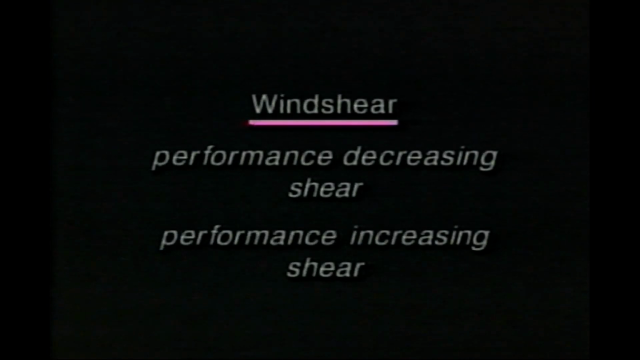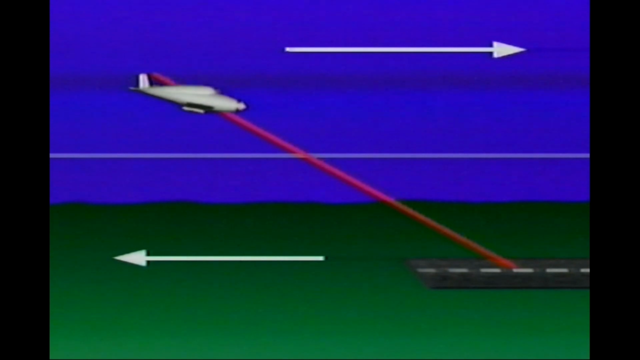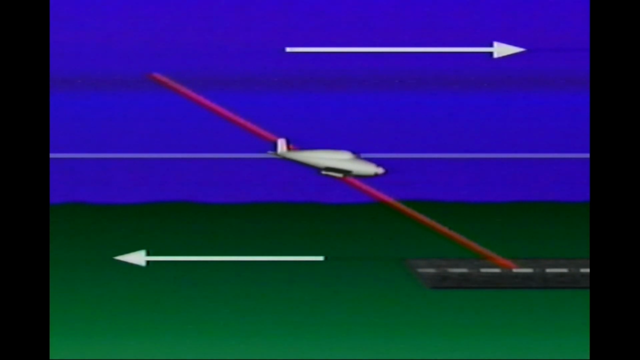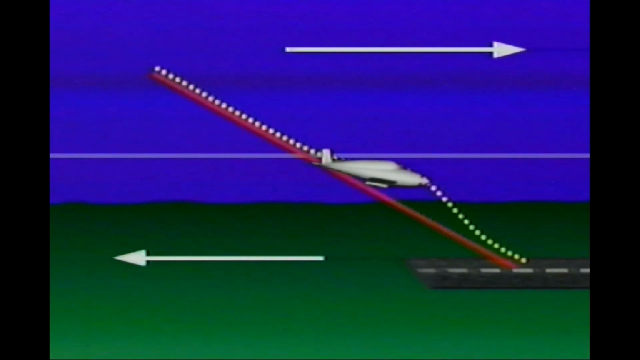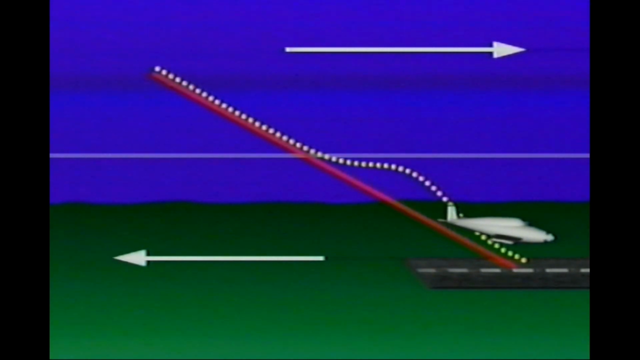The second type of shear you might encounter is the performance increasing shear. You start out in a tailwind and end up in a headwind as you touch down. As you pass the shear zone and the relative wind increases, your airspeed will increase and you'll climb above the desired path. You'll correct back by decreasing power and lowering the nose. Be careful not to decrease the power too much though, or you'll go through the path and land short.